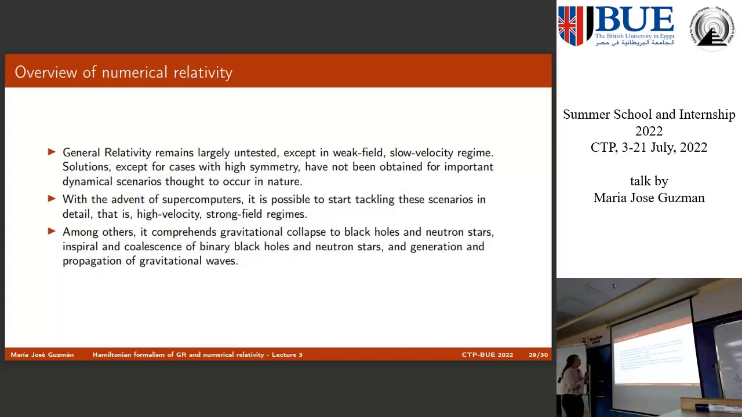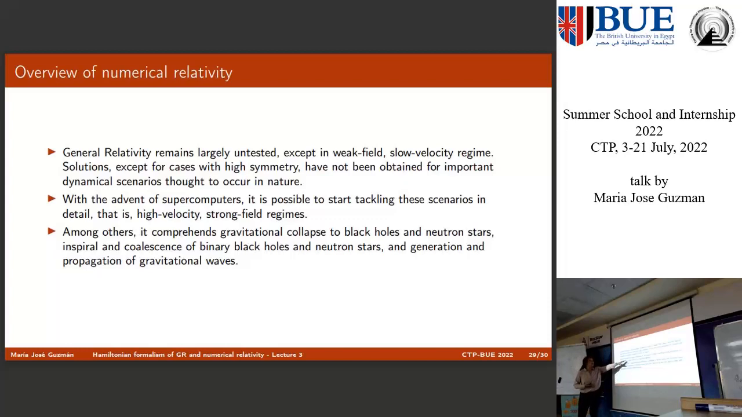And for instance, also the gravitational collapse to black holes and neutron stars, just one isolated star that becomes a black hole or a neutron star, is also a gravitationally violent process, which should be tested with the strong field regime of general relativity. And for this strong regime, unfortunately, analytical solutions are too simple for describing it. But nowadays, with the advent of supercomputers, we can start to tackle these scenarios.